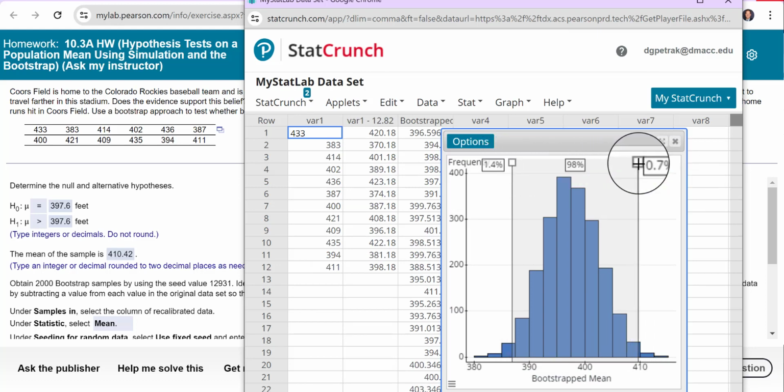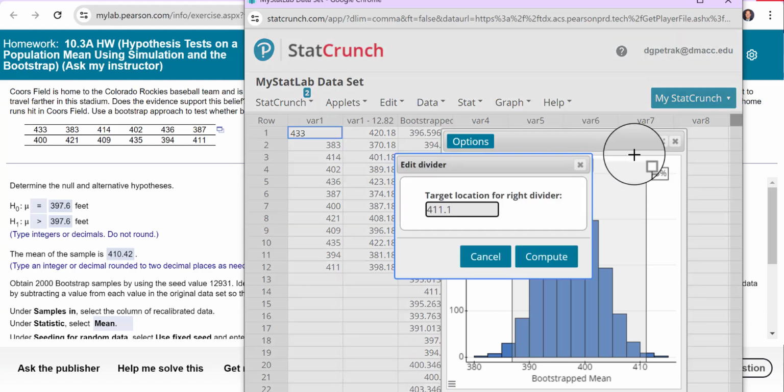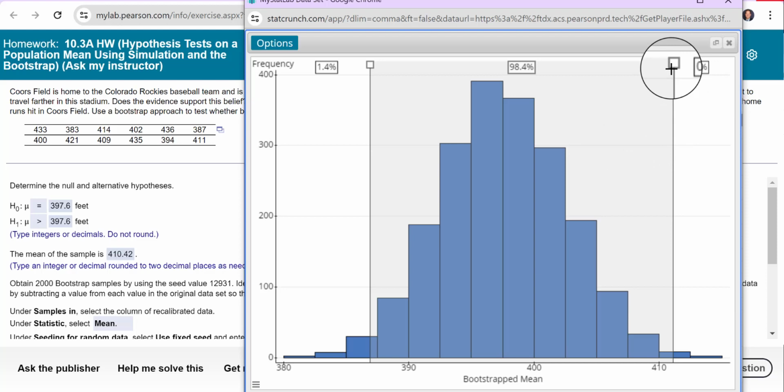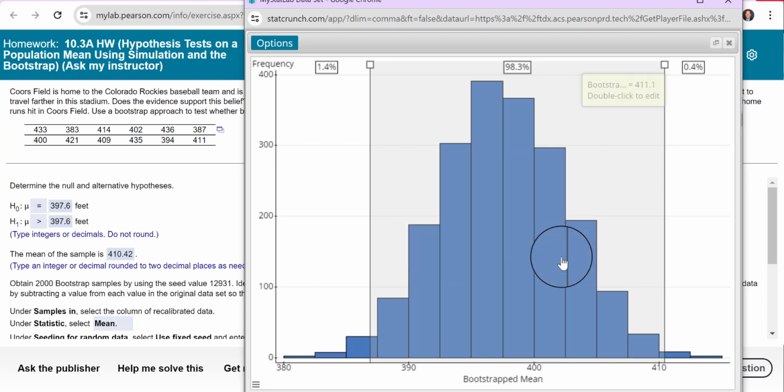Now the problem is I want to put it at 410.42. Well, that's hard for me to do. If you go right there, it gives you the number, but if I double click it, I'll make this bigger. There we go. Double click it, you can type in 410.42, hit Compute, there it is.